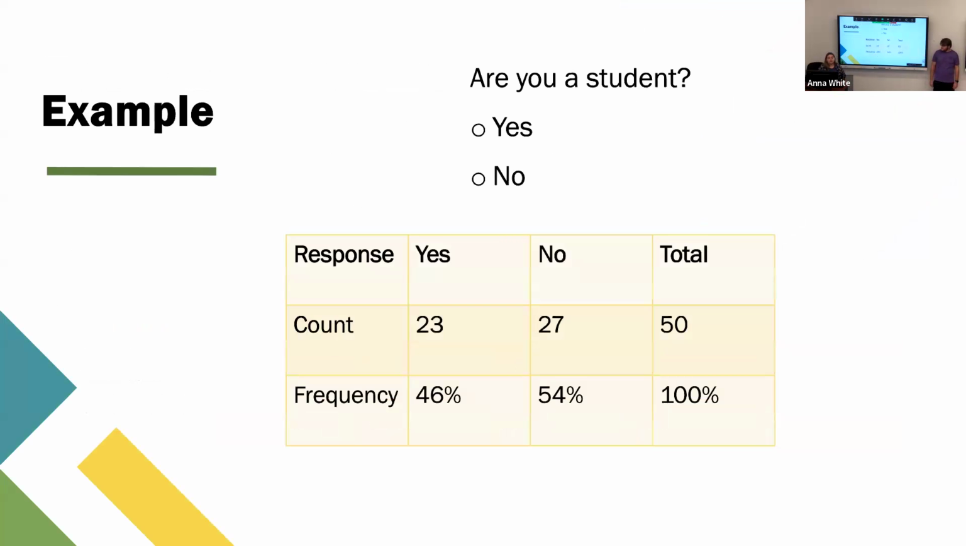Let's look at this other example. Are you a student, yes or no? This could also easily be shown in a table. Here, same thing, you sampled 50 people, asked them this question, and 54% said no, they were not a student.